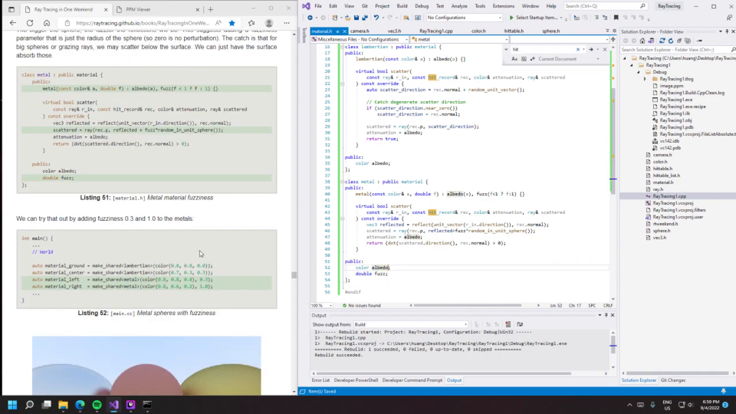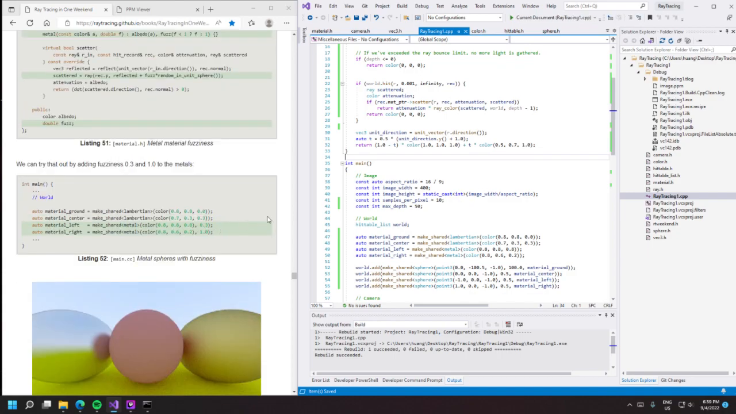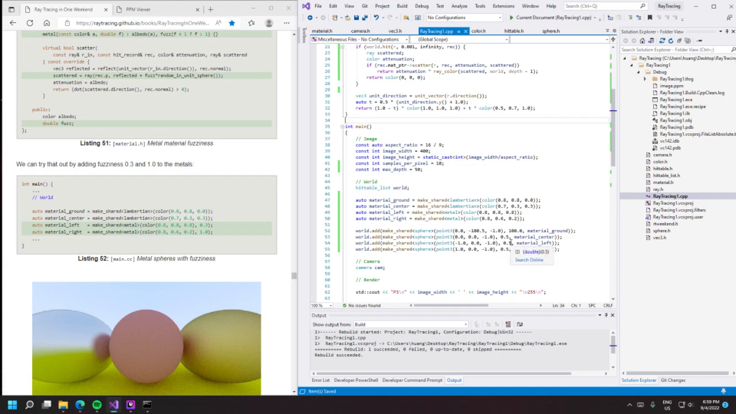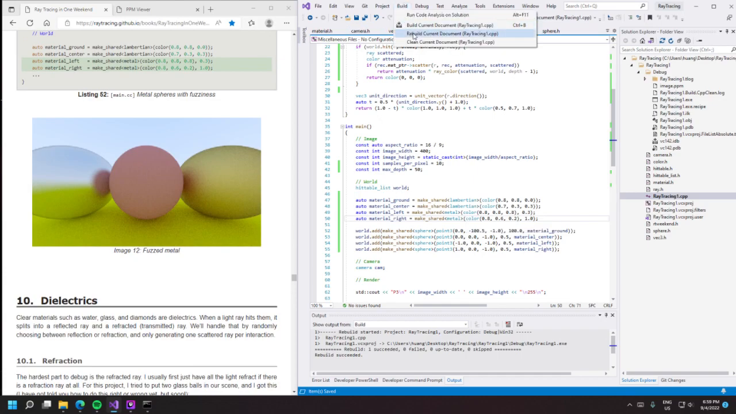We can try it out by adding fuzziness 0.3 and 1 to the metals. Oh, okay, so now the left and right are different. Make material left, make metal color 0.8, okay, 0.3. And this is 1.0. And let's do it again.